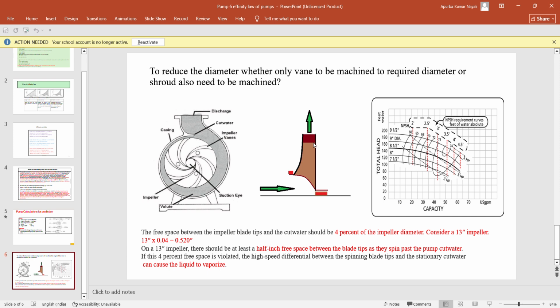You should not cut the shrouds. These are the shrouds, cut only the impeller, because I have told you in the initial slides that we are maintaining a clearance between the impeller diameter and the casing. That is how much? Around 4%. That is the minimum clearance required. If you increase the clearance, your recirculation will increase, or if you decrease the clearance, vaporization will take place. So it will be combined.